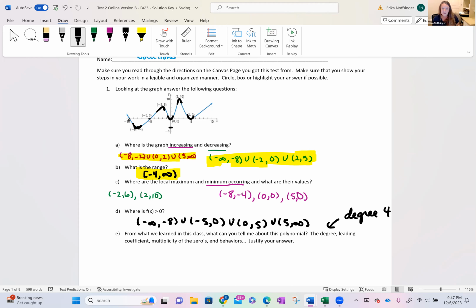The leading coefficient, well, I could talk about the leading coefficient and talking about the degree by looking at the end behaviors of this graph. So if our end behaviors of the graph are both going in the same directions, which in this case, this is, as x is going to positive infinity, y is going to positive infinity, same thing as x is going to negative infinity, y is going to positive infinity. So I know that my degree is even, which matches up with this is degree 4 or less.